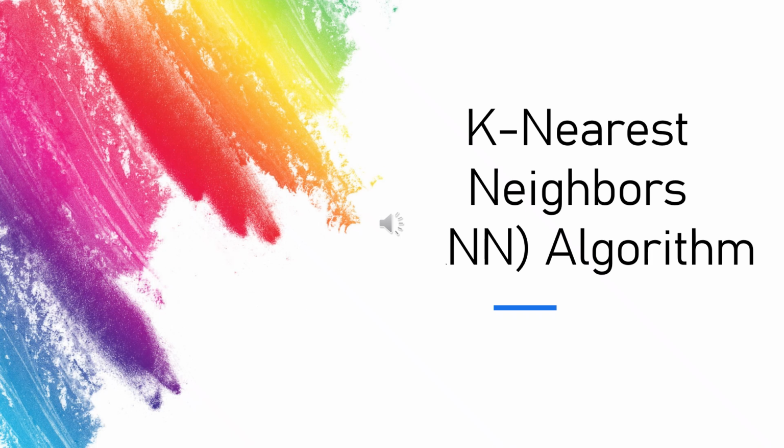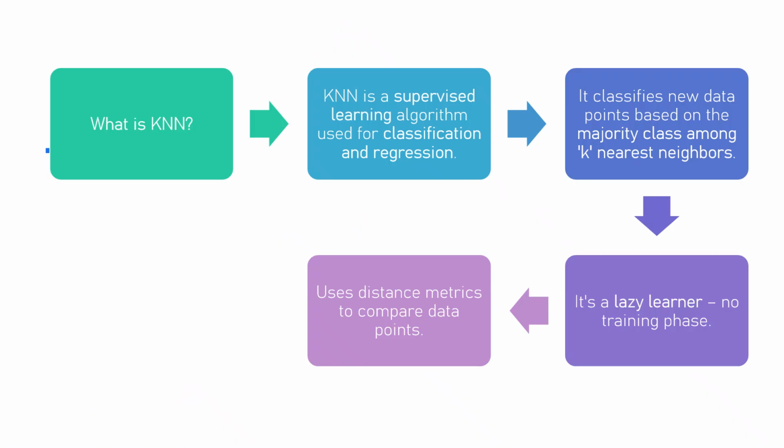The next algorithm is KNN, which is called the K nearest neighbor algorithm. In this, we'll see what KNN is. KNN is a supervised learning algorithm which is used for classification and also for regression. It classifies new data points based on the majority class among the K nearest neighbors. It is a lazy learner, so no training phase is required. It uses distance metrics to compare the data points.